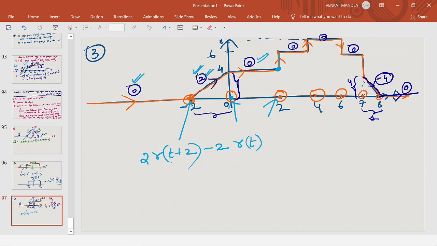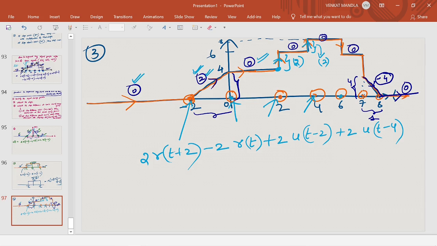This is t equal to 2, changed from 4 to 6. How many units? 2 units. And this is increasing. So increasing means a step exists. How many units? 2 units. At t equal to 2, u of t minus 2. At t equal to 4, again the step is increased. How many units increased? This is 6 to 8. This is 2 units. So 2 units step increased, 2 u of t minus 4.